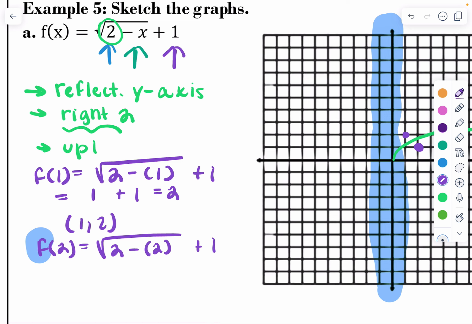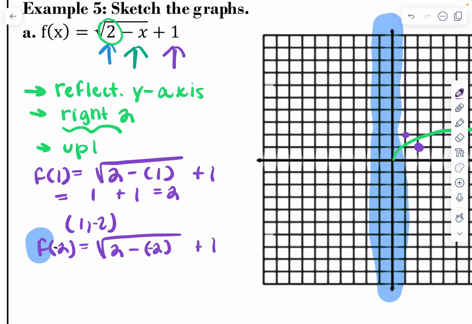2 minus 2 is 0. The square root of 0 is 0, and so 1. So that means the next coordinate we can plot is going to be 2, 1. So we go over. Oh, wait. I'm so silly. Sorry, guys. That needs to be a negative 2. Goodness gracious. Negative 2. Plug in a negative 2, because we can't go to the right because it reflects. Okay. So, hold on, 1 second. Sorry. Plugging in a negative 2.